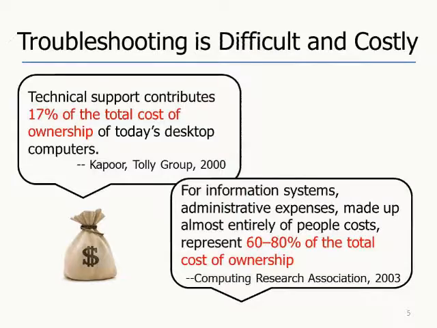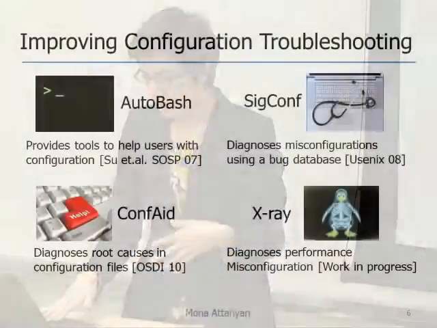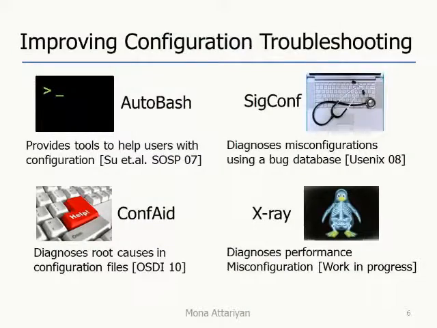Reports show that, for instance, technical support contributes about 17% of the total cost of ownership for today's desktop computers. The majority of that is just troubleshooting configuration problems. And there are many other studies that suggest the same result. So in the past couple of years, I've been focusing on the problem of improving configuration troubleshooting. I've worked on several different projects, and I've developed several different tools.